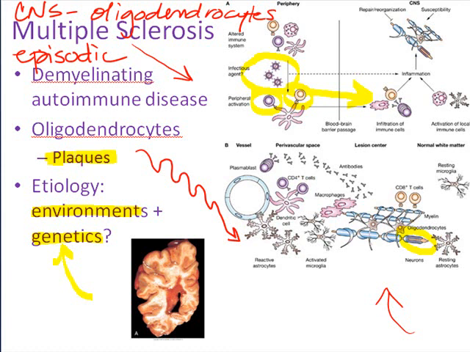And again, remember, they'll go through these episodes where they'll get a little better, but then they'll have another episode and things will get worse. So this is a progressive declining disease, and it's not uncommon for people to die from complications from this disease. This picture down here shows you a cross-section of a brain from a patient who died of multiple sclerosis.